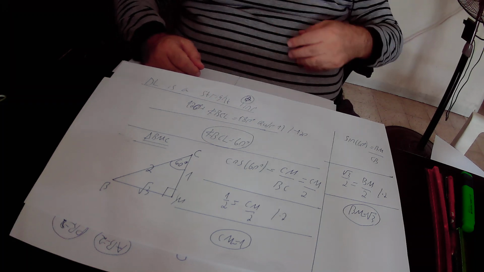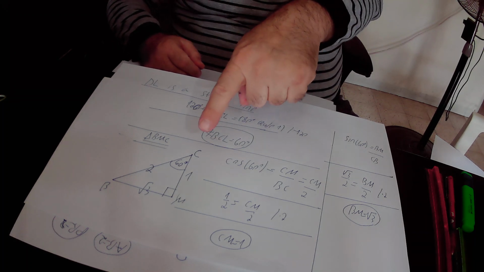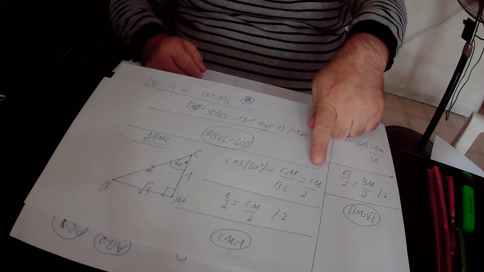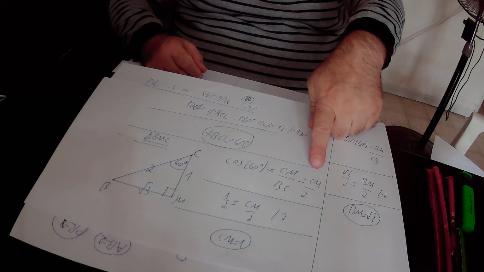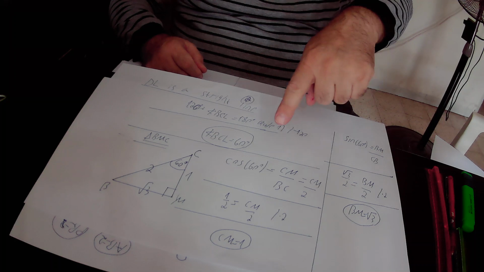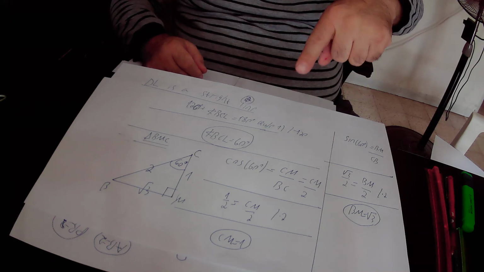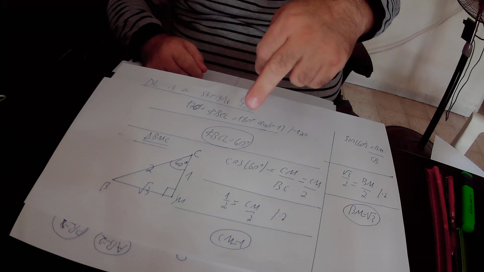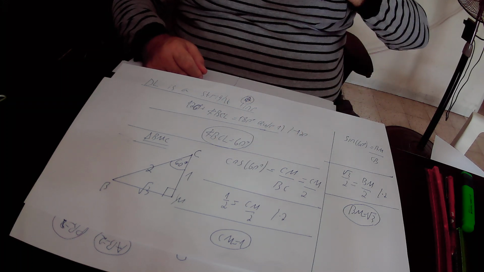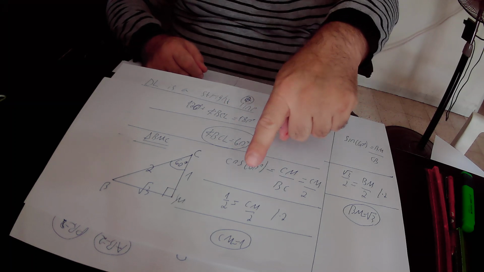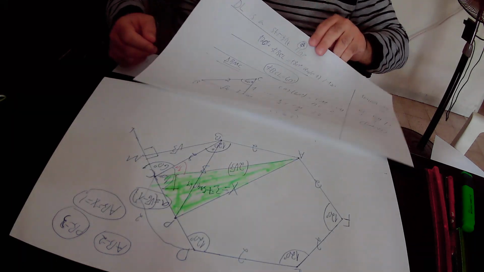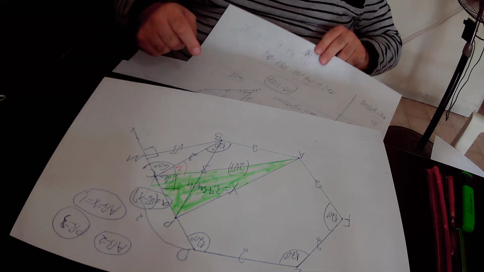In this right triangle BCM, cosine 60 degrees equals CM over CB. CM is the missing segment, so we leave it as it is. BC equals 2, so we substitute BC by 2. Cosine 60 degrees is 1/2, so 1/2 equals CM over 2. Here we multiply this equation by 2 and we find that the missing side CM equals 1 unit. Here we can write down that CM equals 1 unit.